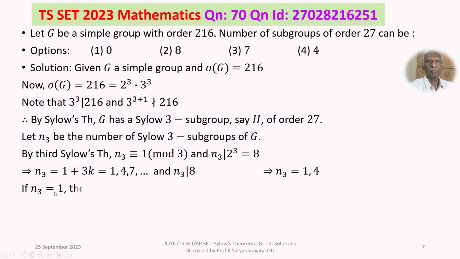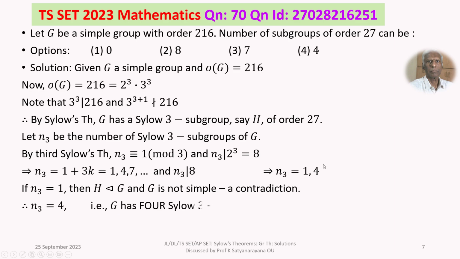If n3 is 1, then there is only one Sylow 3 subgroup, and if there is only one, then it is normal. So H is normal in G, but G is given to be simple, and H is a non-trivial normal subgroup of G. Therefore G is not simple, but it is given to be simple. Therefore it is a contradiction. Therefore it cannot be 1, so n3 must be equal to 4.